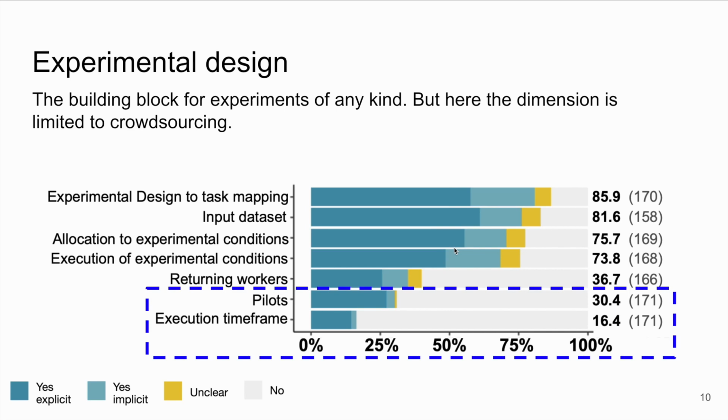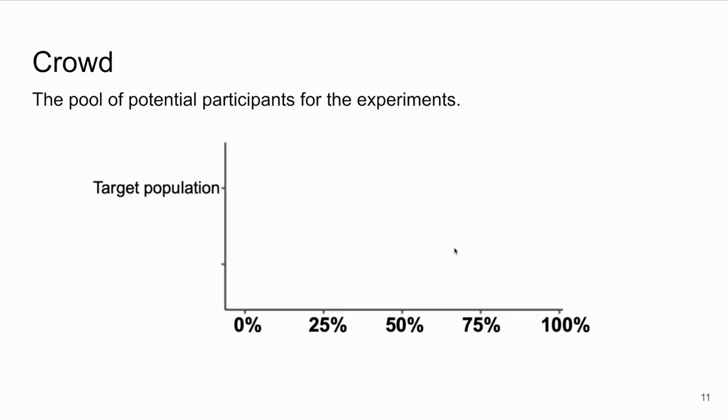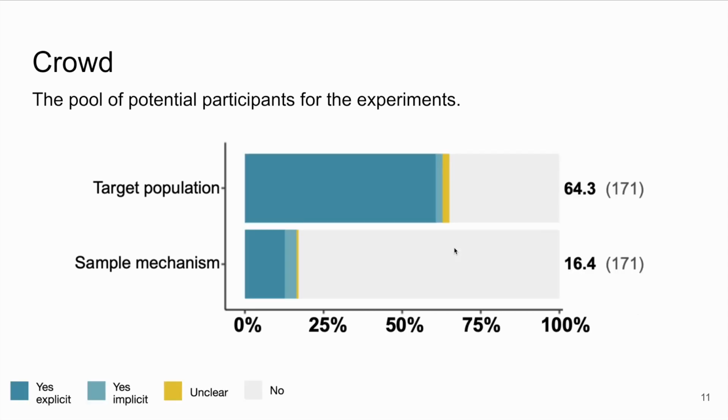The crowd is the pool of potential participants for our experiments. This dimension is therefore focused on capturing, first, the concrete eligibility criteria used to build the target population of workers who may participate in our studies, and then, what was the exact strategy used to obtain a diverse or representative set of participants from this target population? In general, 64% of the papers reported properties of the target population, most of the time explicitly, while the exact sampling strategy was only reported in 16% of the papers.